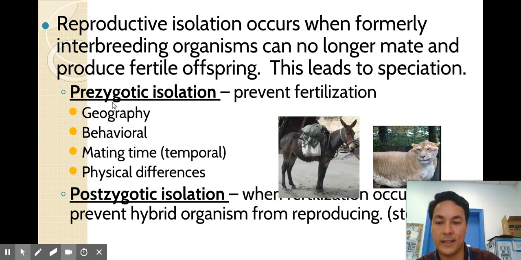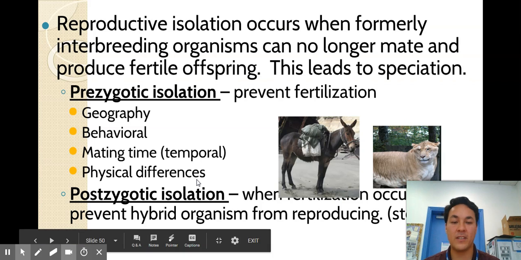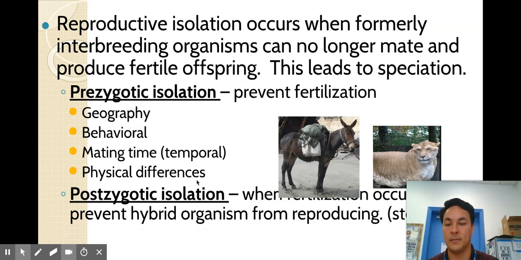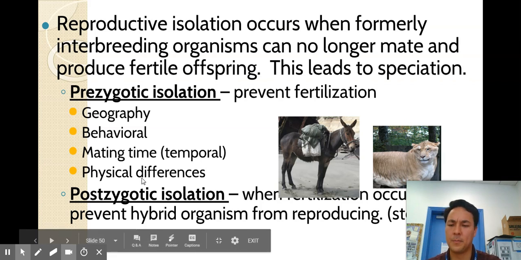What are some ways that there can be pre-zygotic isolation? So before the fertilized egg isolation, it could be geography, could be behavioral with songs, right? They don't like each other's songs. It could be mating time, which is also called temporal, right? They might mate at different times of the day or different times of the year. And they might have physical differences. You can't mate a lion and a butterfly. The lion would eat the butterfly or try to, right? It just wouldn't work. And there's more than that, but that's good enough for here.